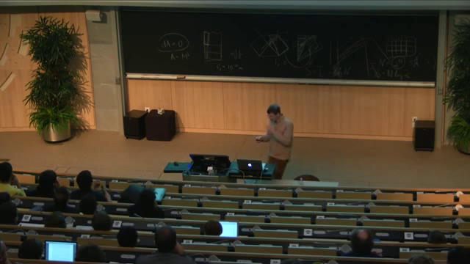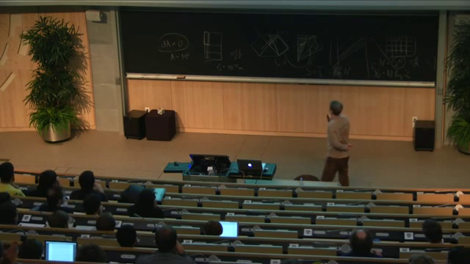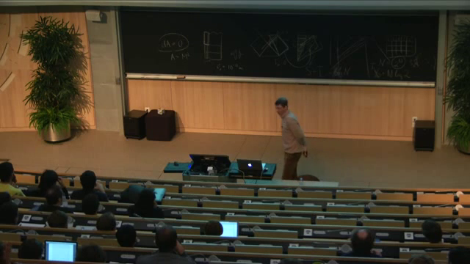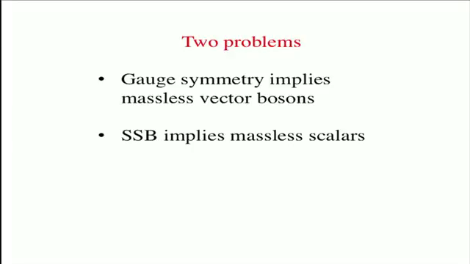So we're really having two problems. One is that gauge symmetry implied masslessness of the vector bosons, and on the other side is that if you try to break the symmetry spontaneously, you have massless scalars, and you don't want either of them. The funny thing is that when you put these two problems together, each one cures the other one.